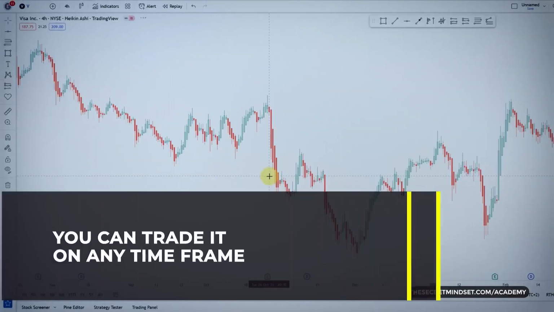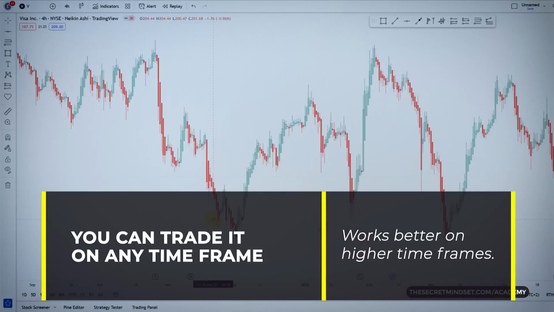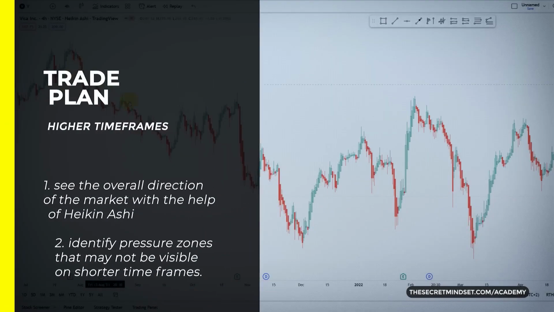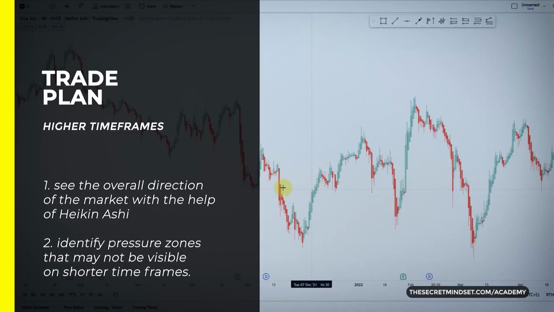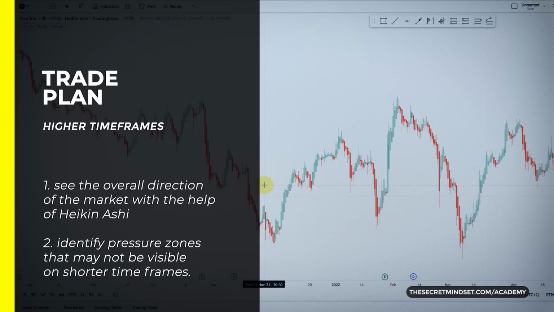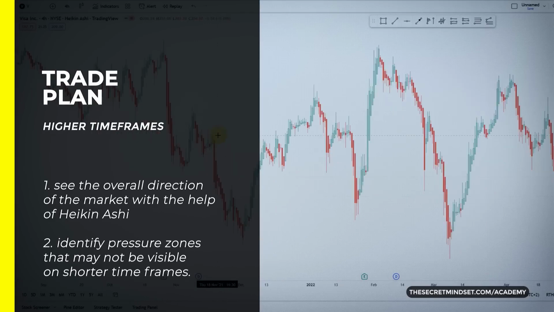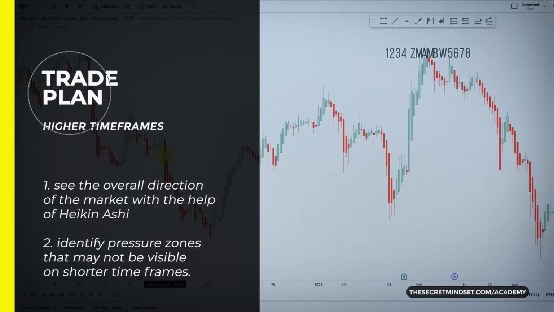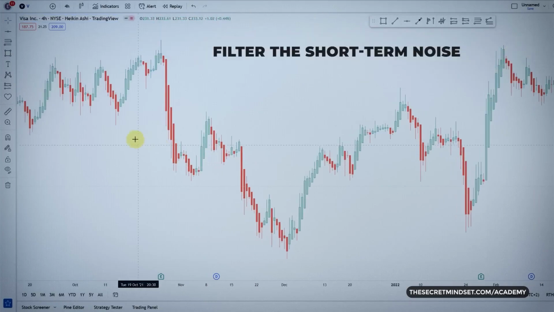This strategy is quite versatile, and you can trade it on any time frame. I must say, I prefer it on higher time frames. By looking at higher time frames, you can get a sense of the overall direction of the market with the help of Heikin-Ashi, and at the same time, you identify pressure zones that may not be visible on shorter time frames. One of the main benefits of using higher time frames for finding pressure zones is the fact they can help you to filter out the short-term noise.